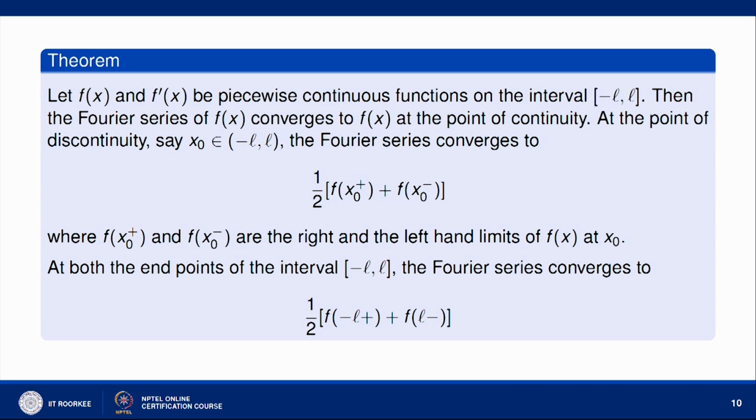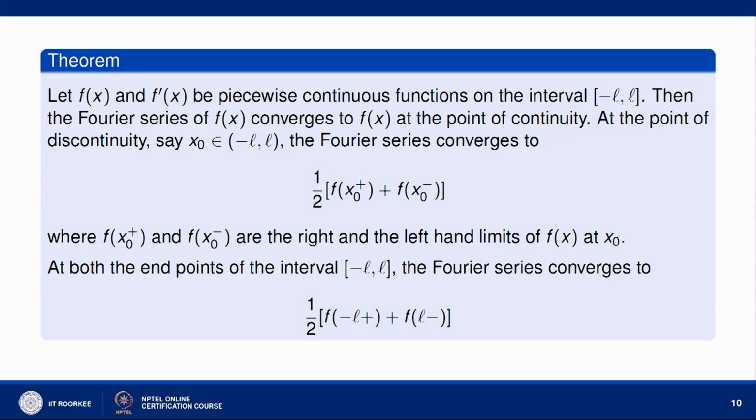Okay. But if it is a point of discontinuity, say x naught belongs to minus L to plus L, then the Fourier series will converge to the average of the left hand limit and right hand limit at that point, that is, to half of f(x naught plus) plus f(x naught minus).